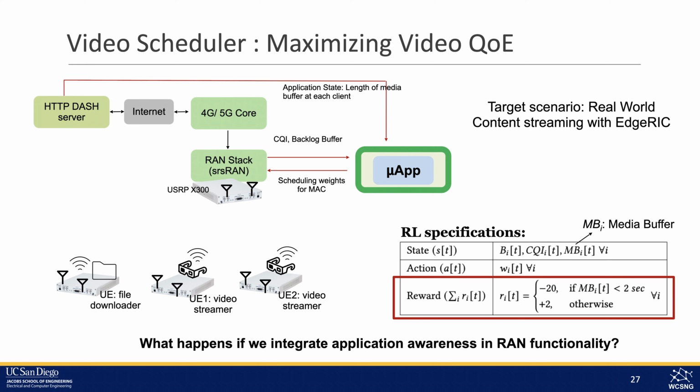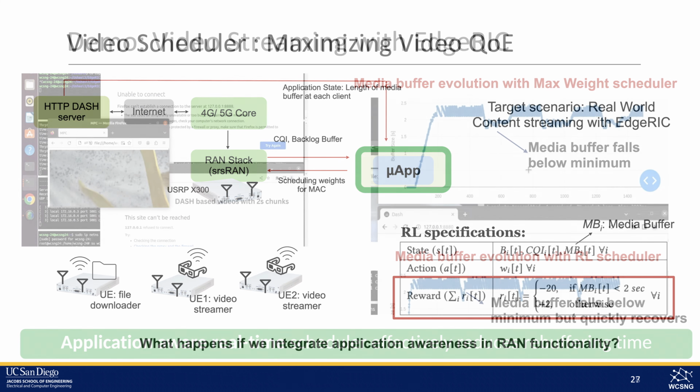So this is our RL specification. Now the state incorporates the network metrics, which are again the backlog buffer and the CQI, and the additional metric here is the media buffer. Media buffer means the playout buffer length of the video streaming UEs, that is, the amount of buffer remaining for video playout at the client.